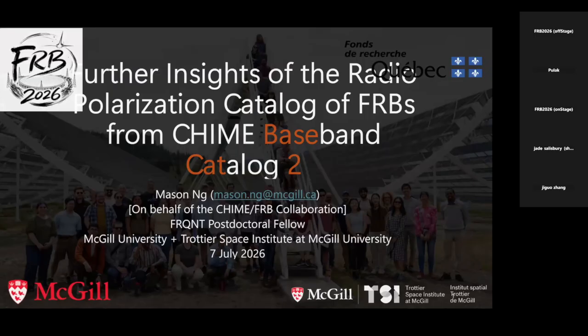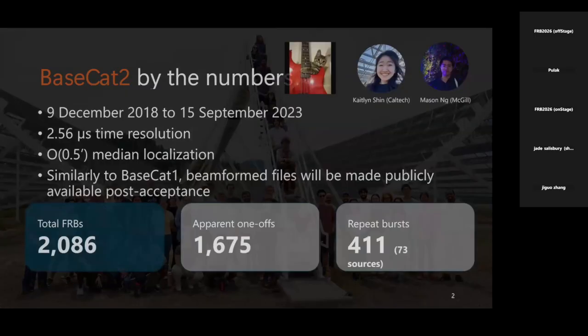This is undergoing full collaborative review at the moment, and these are the numbers. We have 2086 FRBs, as Mawson was proving yesterday, from December 2018.